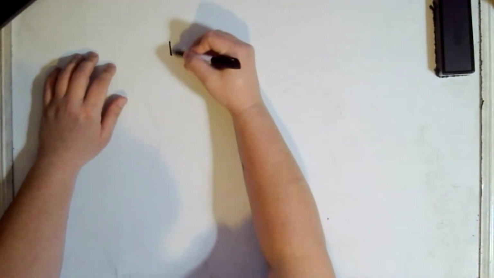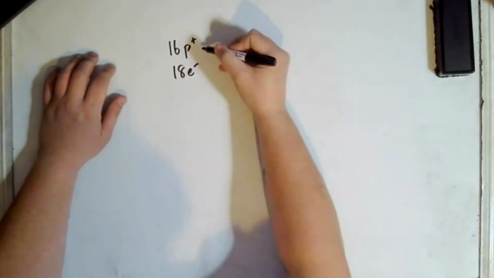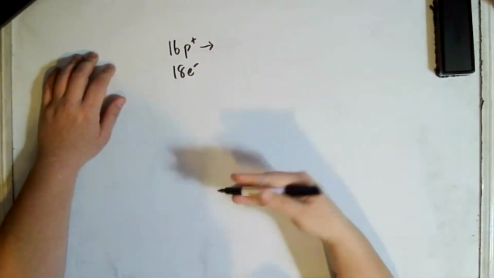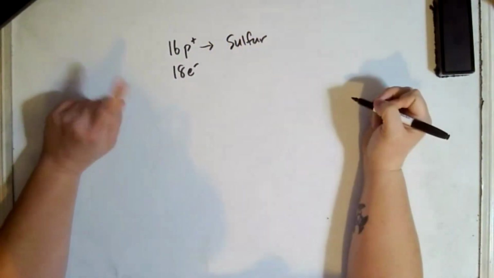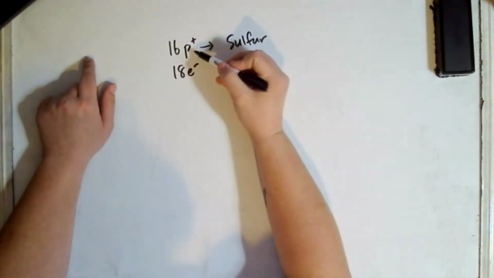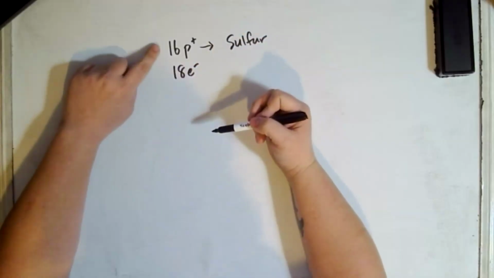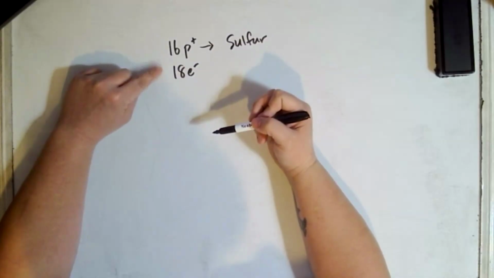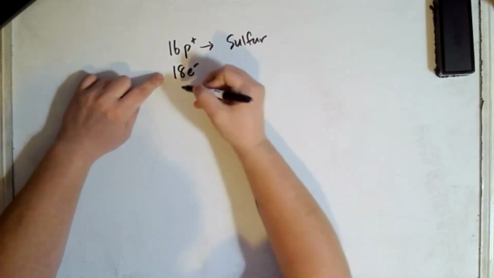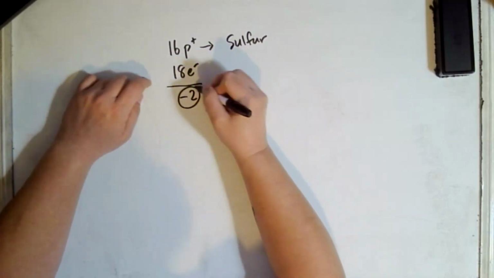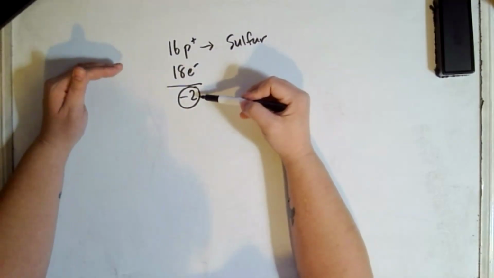So you still want to recognize that you've got 16 protons and you've got 18 electrons. Your 16 protons, that's going to tell you the identity of your element. So you know that this is going to be sulfur. It's number 16 on your periodic table. You're also going to look at the difference between the number of protons and the number of electrons. Your protons are positive, your electrons are negative. Here we have 2 more electrons than protons. So we're going to have an overall charge of -2 because we have 2 more electrons and each electron would be like a -1 charge.